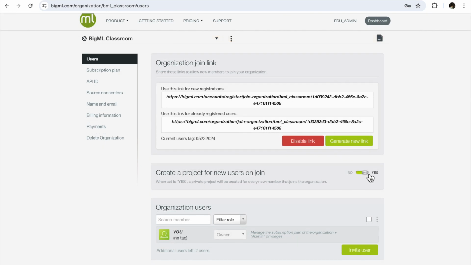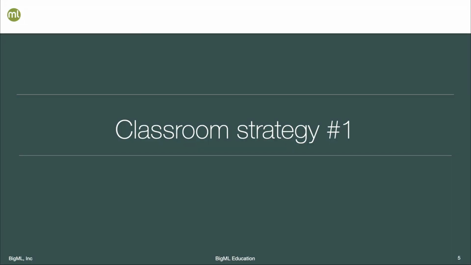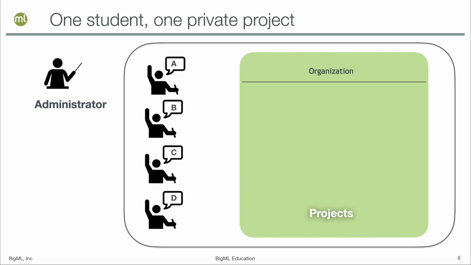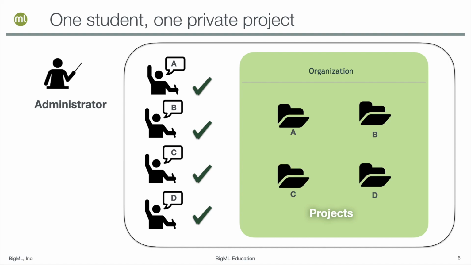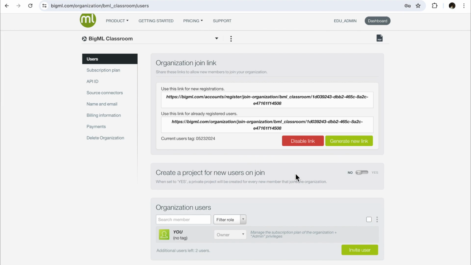Next step will be deciding your classroom strategy. Let's start simple with a common case. You want all your students to join the classroom and work individually in their own project. As administrator of the organization, you want to be able to see all your students' projects, but they should not be allowed to see anyone else's project. That's easily achieved in 2 steps.